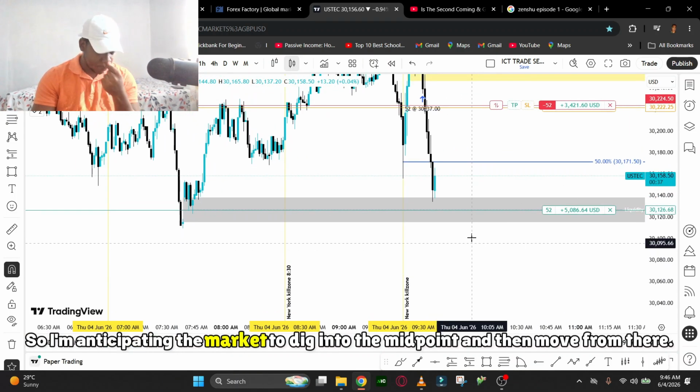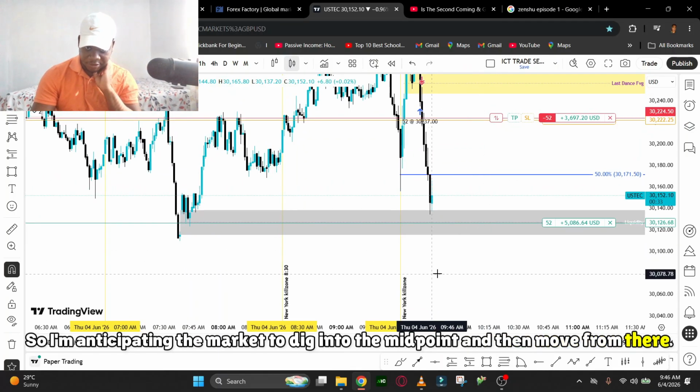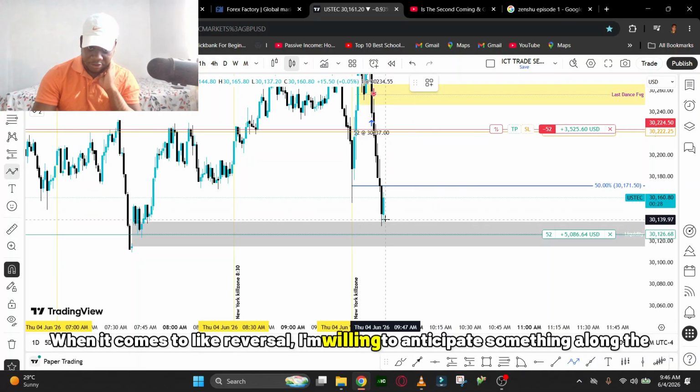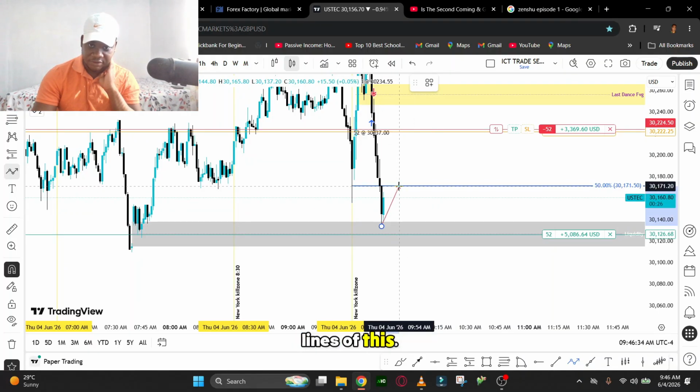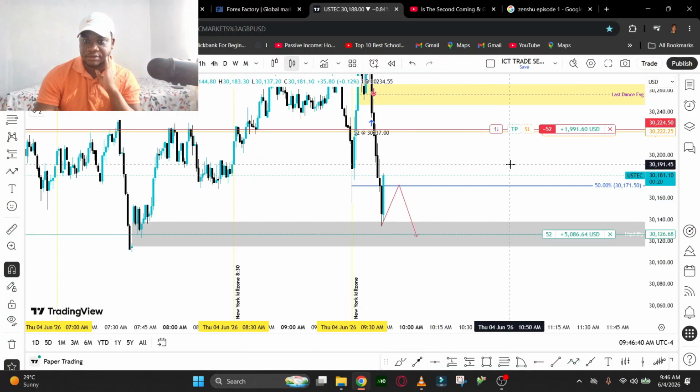So I'm anticipating the market to dig into the midpoint and then move from there. When it comes to a reversal, I'm willing to anticipate something along the lines of this. So trading through here, using the midpoint to trade lower into here. But we'll see what happens.